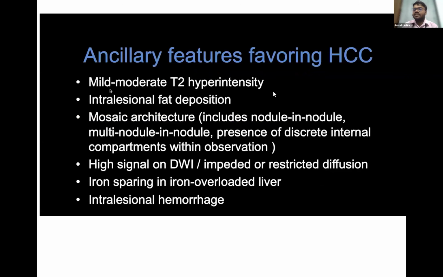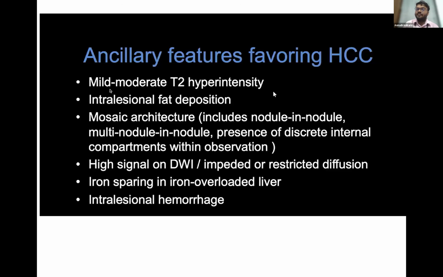Now, what are the ancillary features favoring HCC? We have seen arterial phase hyperenhancement, non-peripheral washout with capsule in the delayed phase. But what are the additional findings? T2 hyperintensity, mild to moderate. If there is a marked T2 hyperintensity, then it will go for cyst. Then intralesional fat. How can we see intralesional fat? In phase, out of phase. In the out of phase, there is a signal loss.